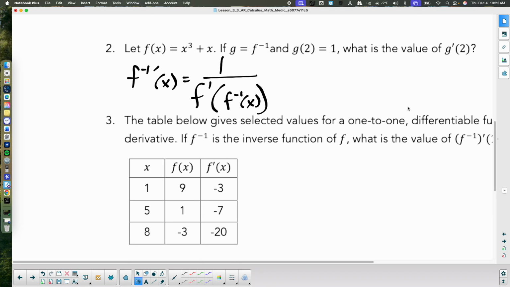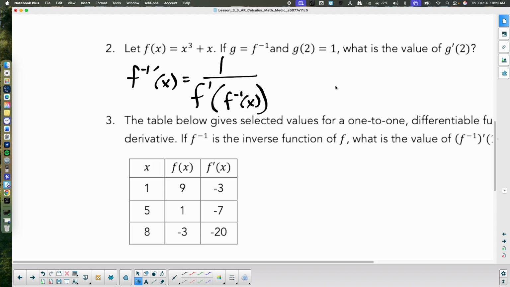All right, so it says let f of x equal x cubed plus x. If g is f inverse, so they're using g, and g of 2 equals 1, what is the value of g prime of 2?